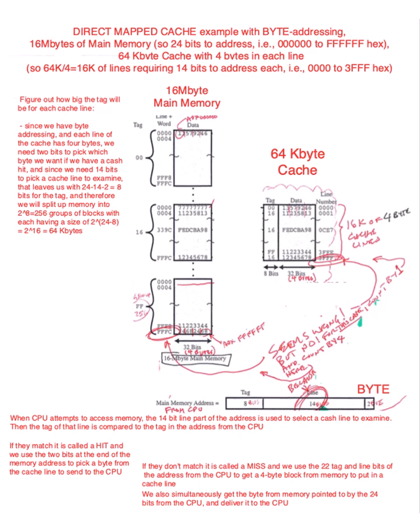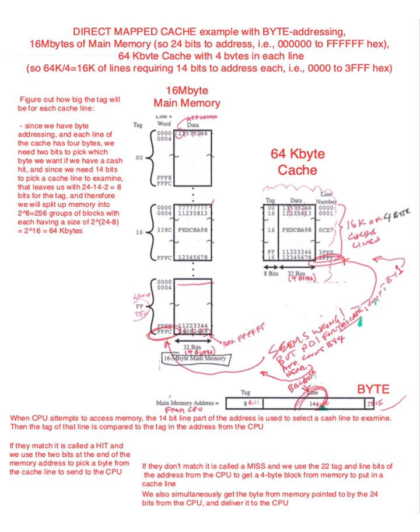All right, that's good. Now, what if it's not in the cache when your CPU is looking for it? If they don't match, it's called a miss. And we use the 22 tag and line bits of the address from the CPU to get the 4-byte block from memory to put in the cache line.